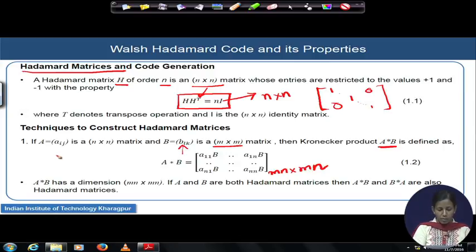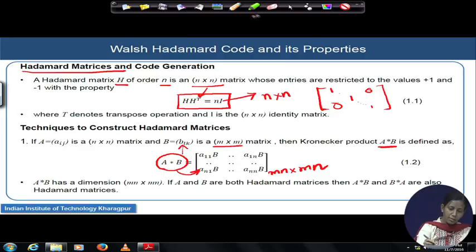If both A and B are Hadamard matrices, the property says that A ⊗ B, the Kronecker product of A and B, and also B ⊗ A, whatever way you construct it, will also be another Hadamard matrix. So this is the first property of the Hadamard matrix, by means of which from two Hadamard matrices you can generate a third Hadamard matrix. This is the first generation mechanism of a Hadamard matrix from two other Hadamard matrices of different sizes or different orders.